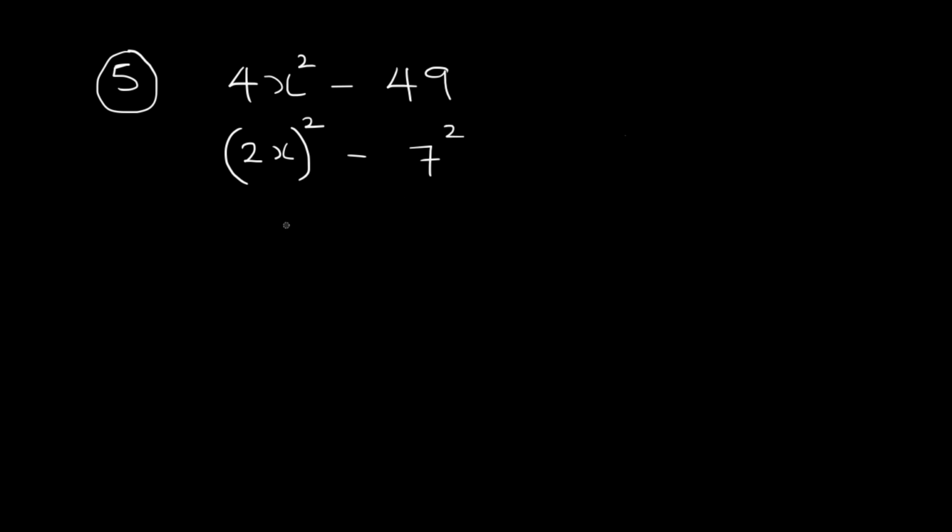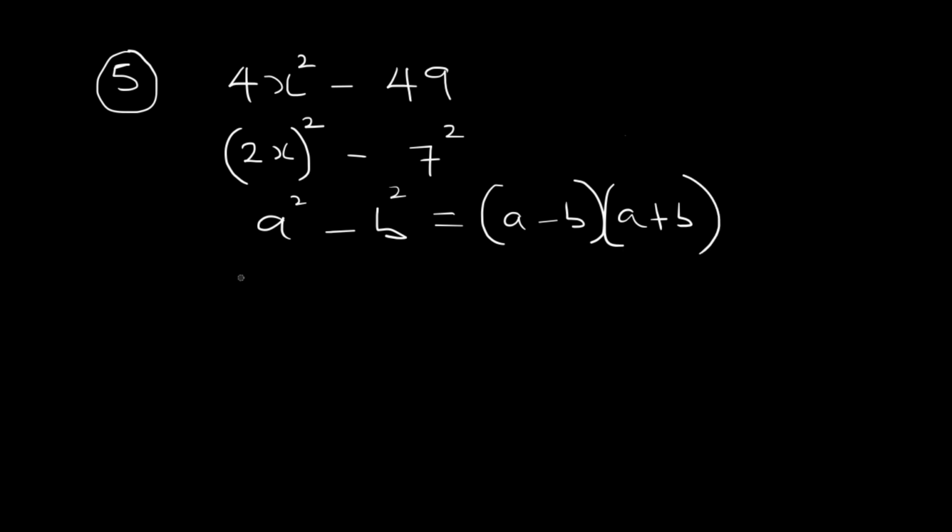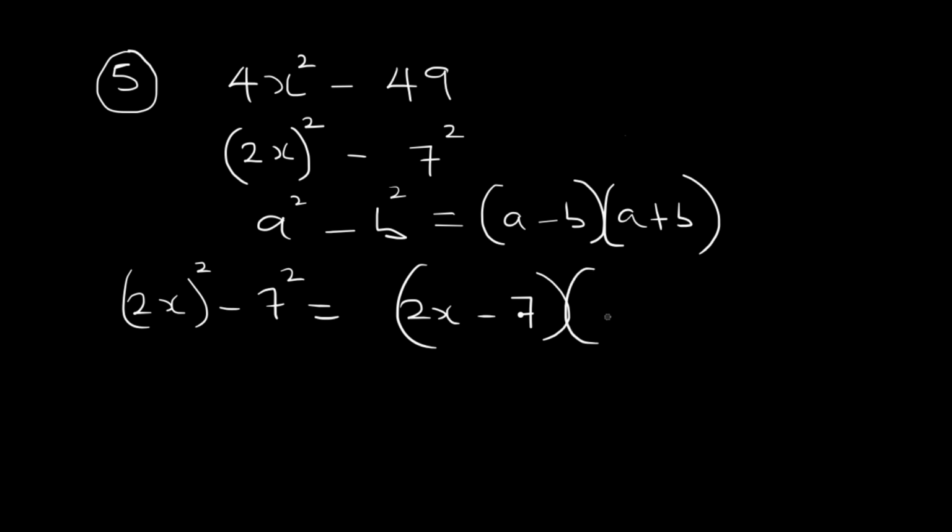So this is now also in the form of a squared minus b squared, which will enable us apply difference of two squares. So what that means is that 2x squared minus 7 squared is equal to 2x minus 7 multiplied by 2x plus 7 as our answer.